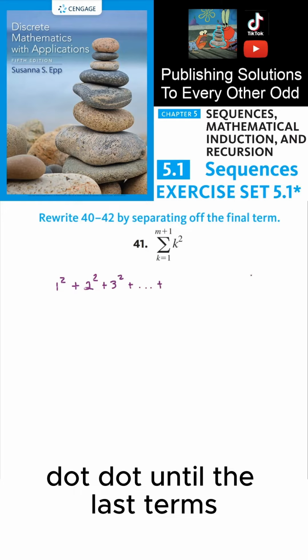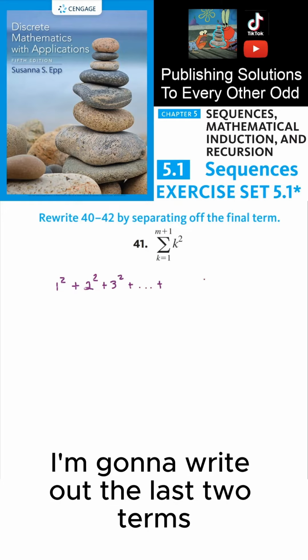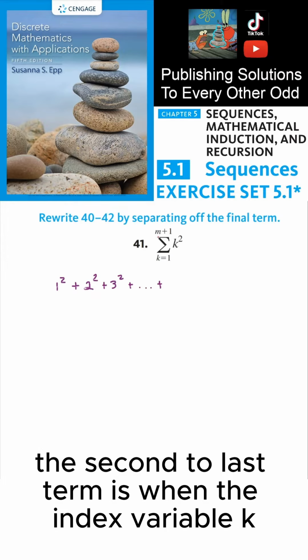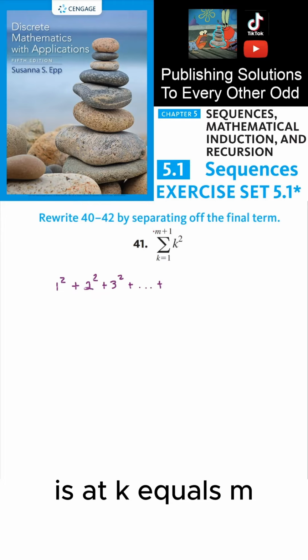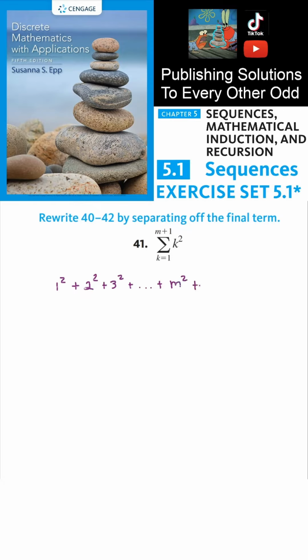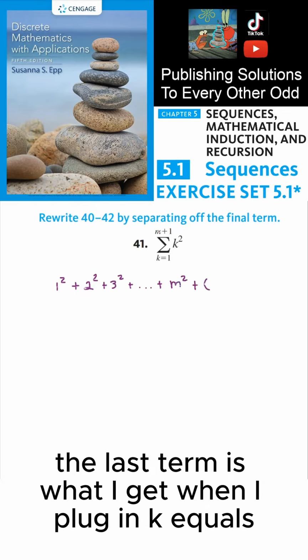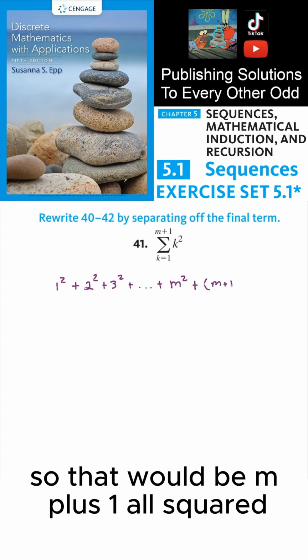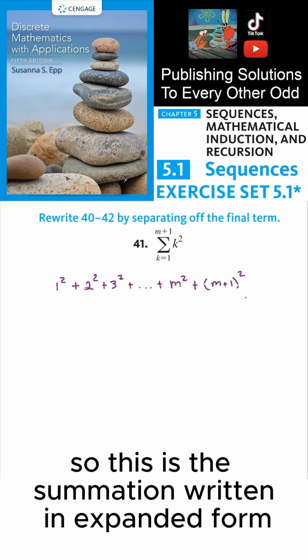until the last terms. I'm going to write out the last 2 terms. The second to last term is when the index variable k is at k equals m. If I plug in m, I get m squared. This is the second to last term. The last term is what I get when I plug in k equals m plus 1 into the expression. So that would be m plus 1 all squared. So this is the summation written in expanded form.